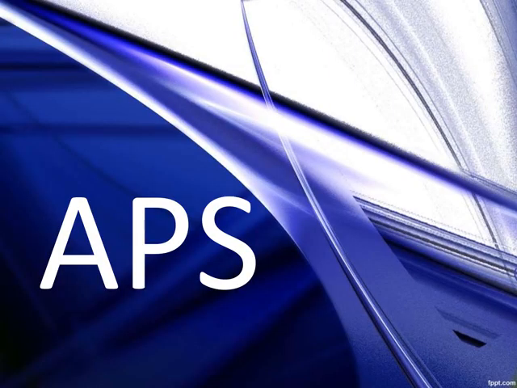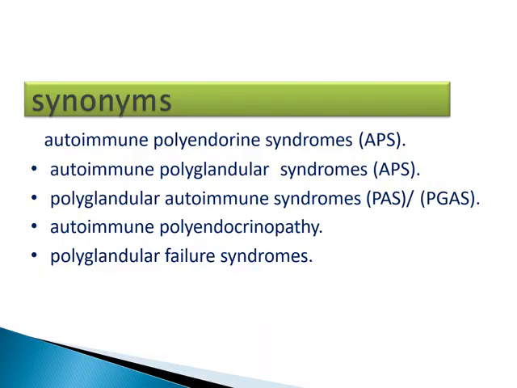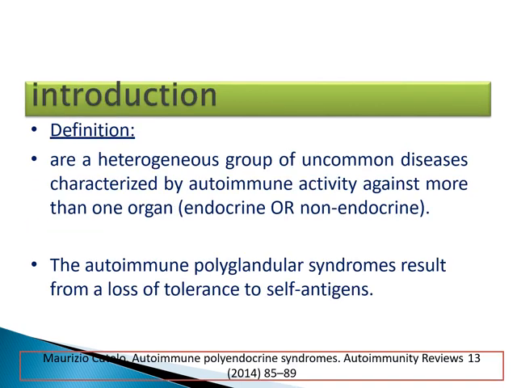Now we are moving to the next topic, that is the autoimmune polyglandular syndrome. There are many synonyms of this autoimmune polyglandular syndrome which have been described on this slide. So what is actually autoimmune polyglandular syndrome?